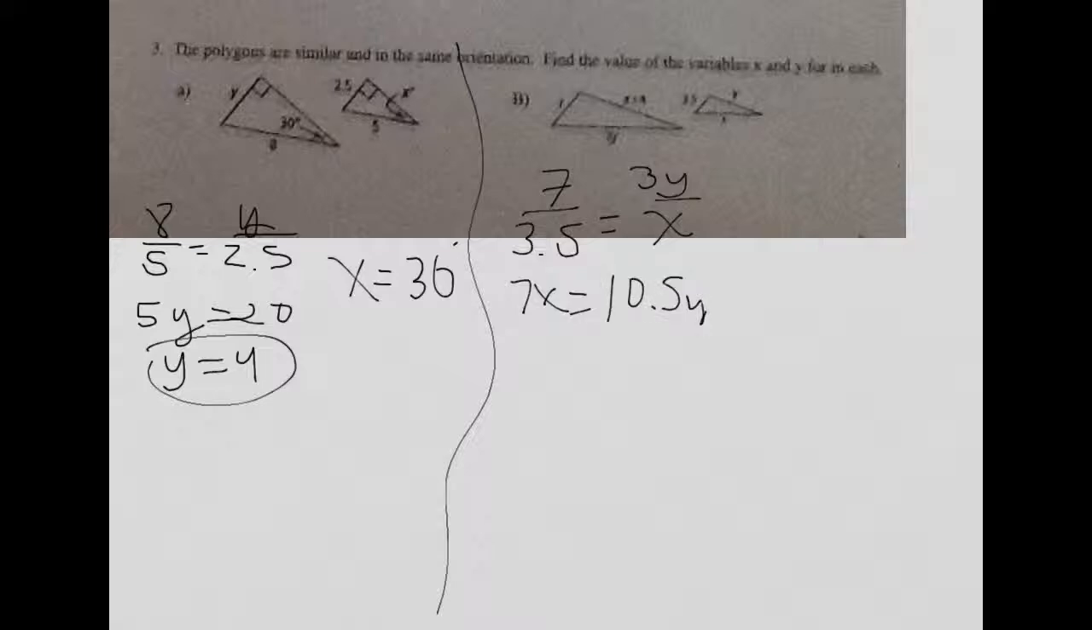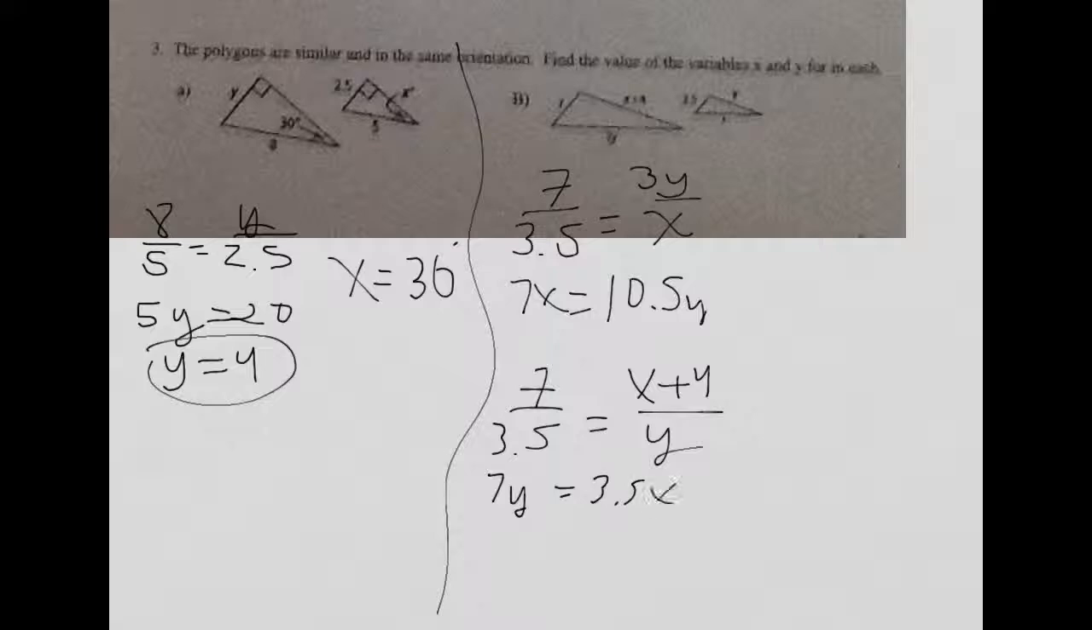Now another equation I could set up, I'm going to do 7 over 3.5 to equal x plus 4 over y. If I cross multiply here, I get 7y to equal 3.5x plus, let's see, 3.5 times 4 is 14. That's what I get. Let's solve this equation.